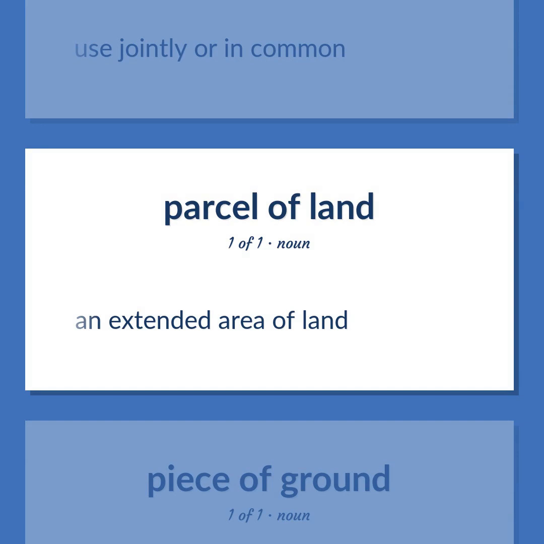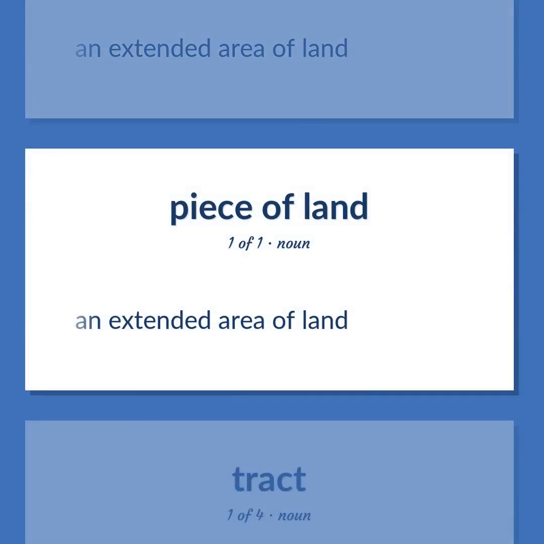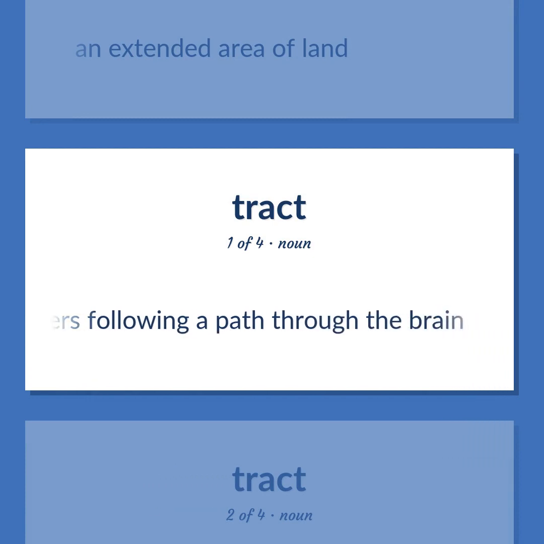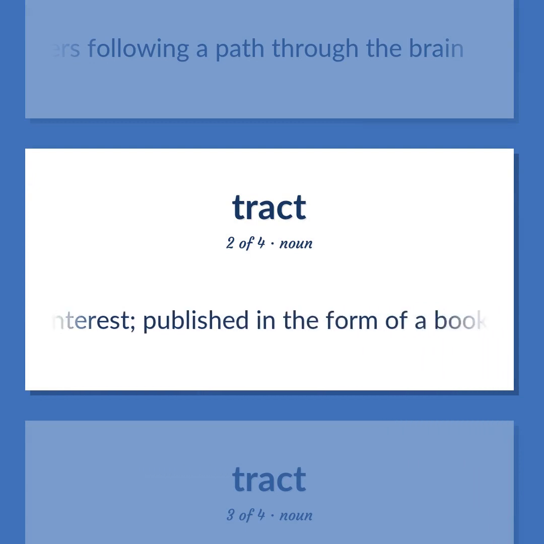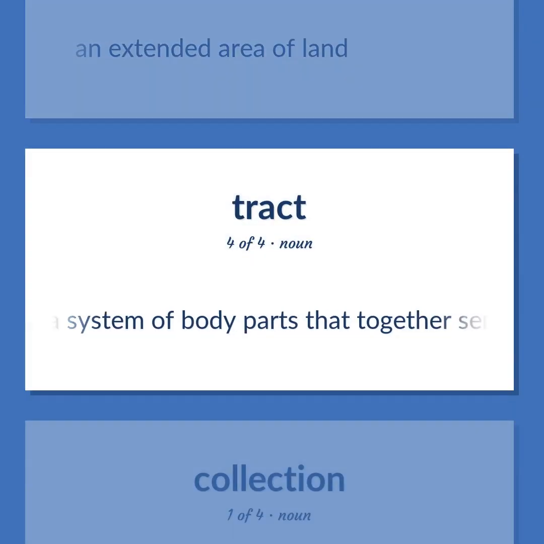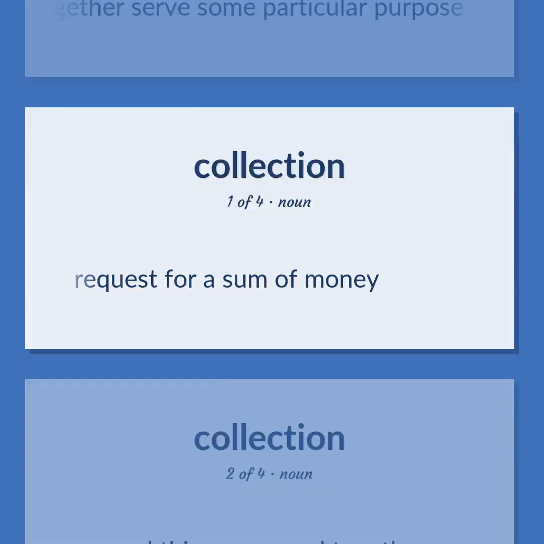An extended area of land. A bundle of myelinated nerve fibers following a path through the brain. A brief treatise on a subject of interest, published in the form of a booklet. An extended area of land. A system of body parts that together serve some particular purpose. Request for a sum of money.